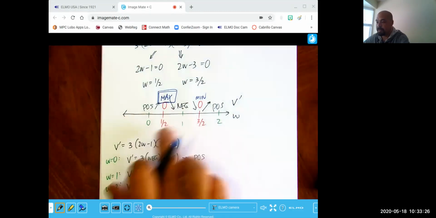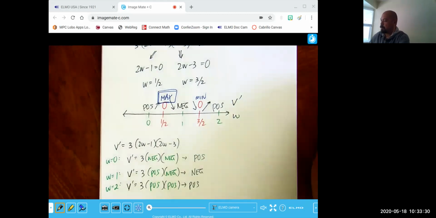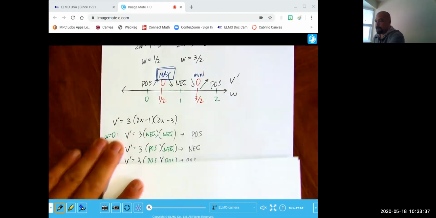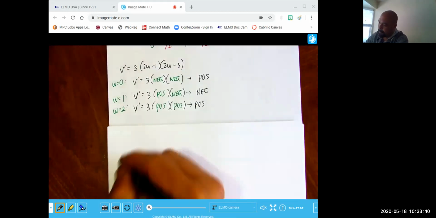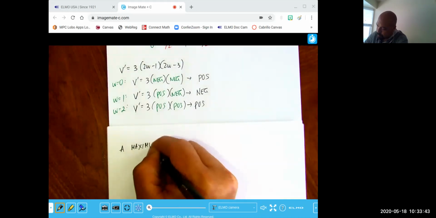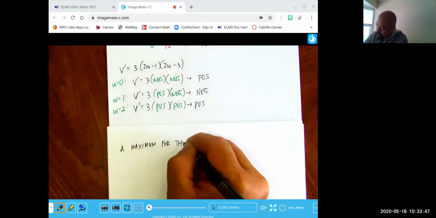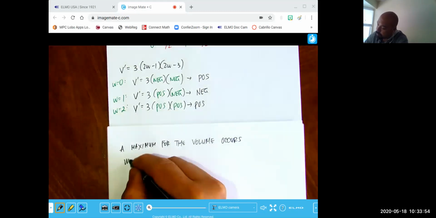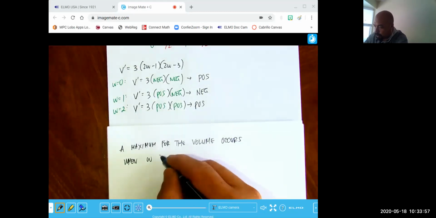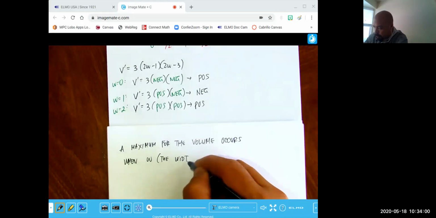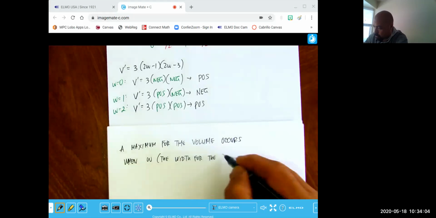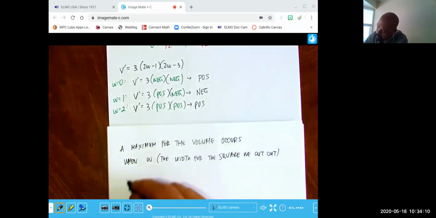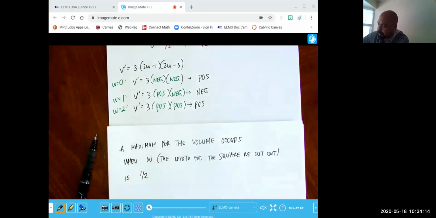Right, and so there's our first derivative test to double check. So going back in that context, a maximum for the volume occurs when W, the width for the square we cut out, is 1/2. Let me maybe color code that red here.